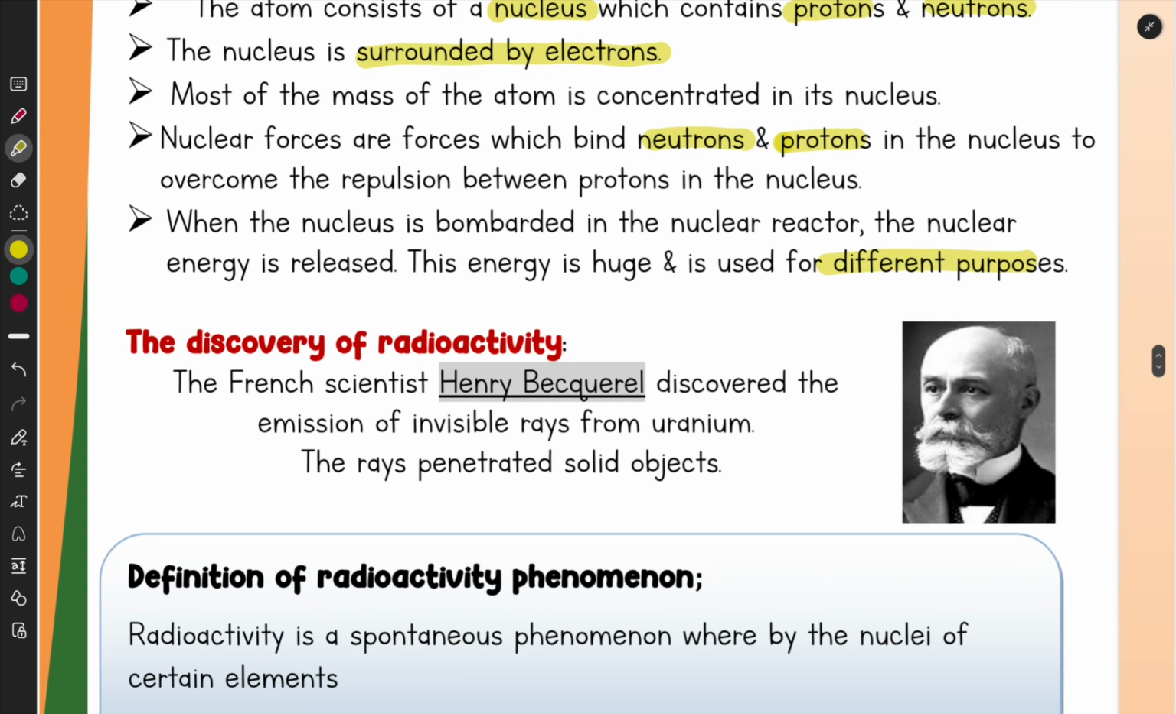The discovery of radioactivity. The first man who discovered radioactivity was a French scientist called Henri Becquerel. Henri Becquerel discovered the emission of invisible rays from uranium. Of course, you heard about uranium. The rays penetrated solid objects.